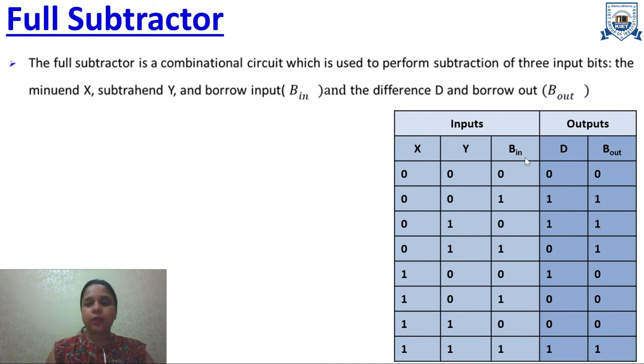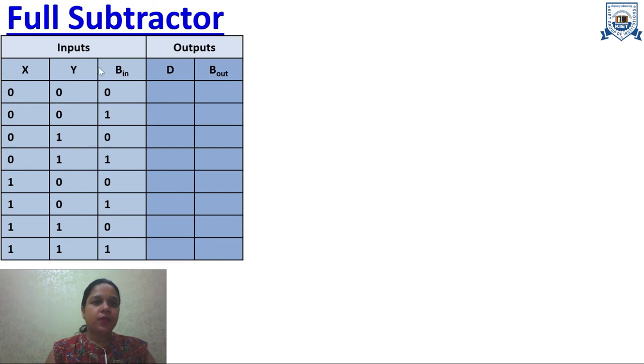This is the truth table for the full subtractor. But first of all, we must learn how these outputs are produced. So let's move to that. This is the empty truth table with the number of inputs and outputs. If there are 3 inputs, the possible inputs are these. Now let's evaluate the difference and borrow out.